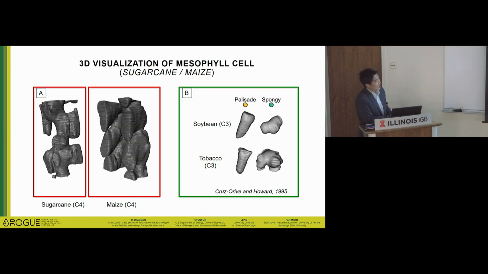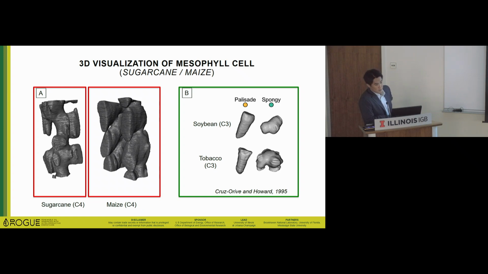Also, I compared this to a previous publication. This is the 3D visualized mesophyll cell wall in sugarcane and this is maize. This is also not the same microscope. This was published in 1995, using micro XT, the microscope. They visualized the mesophyll cell of their C3 plant. They look different, and ours is sharper.